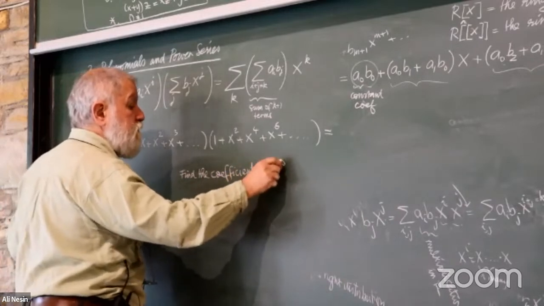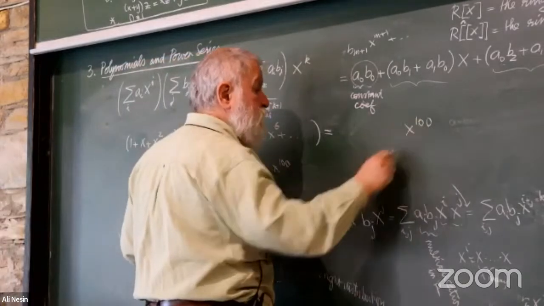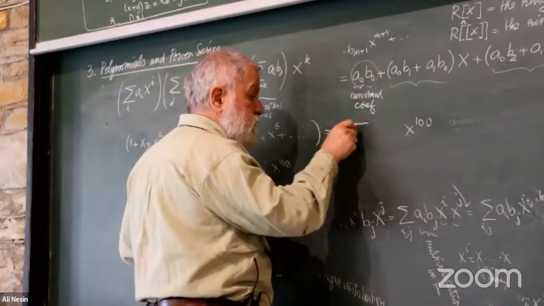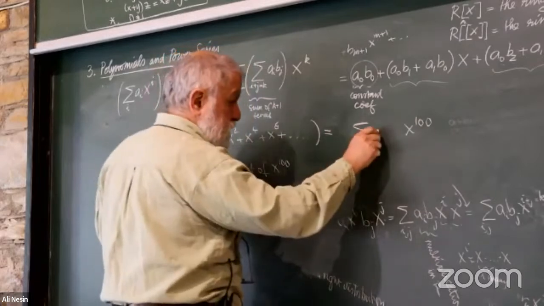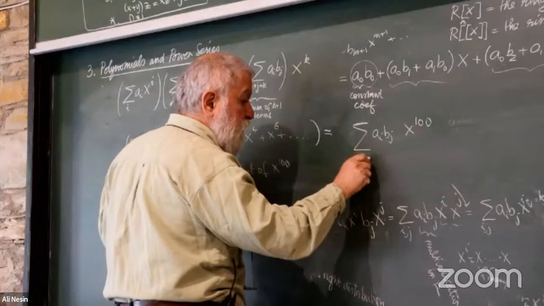X to the 100. So you'll have X to the 100 here. What will be its coefficient? This coefficient will be a_i times b_j's. So i plus j is equal to 100, right?